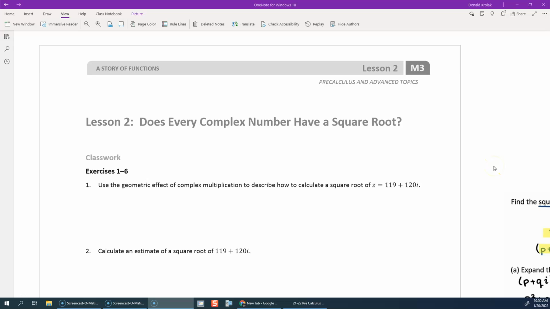Today what we're doing is how do you find the square root of a complex number?